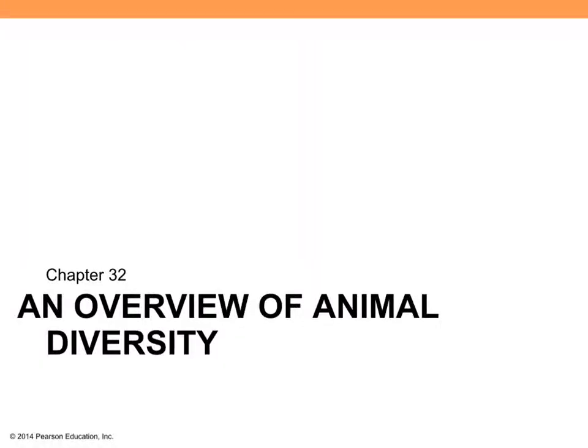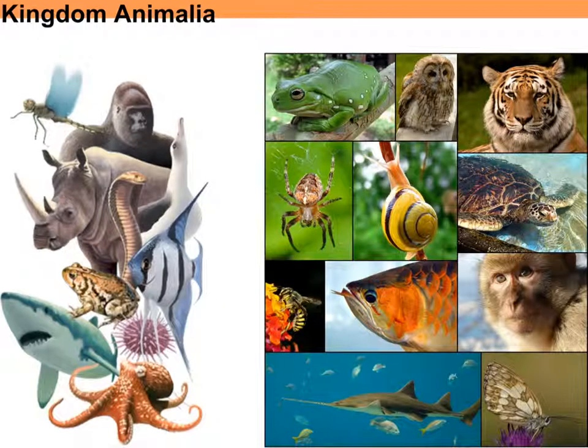This video will introduce Chapter 32, which is just an overview of animal diversity. We're going to be looking at some of the systems and characteristics that we'll be seeing in our animal phyla. So when I say animal, most people think of the big, charismatic, fuzzy animals, usually vertebrates. So we're going to see later that most animals are actually invertebrates, things that lack a backbone.